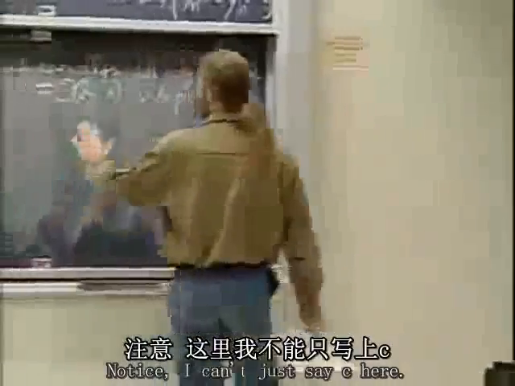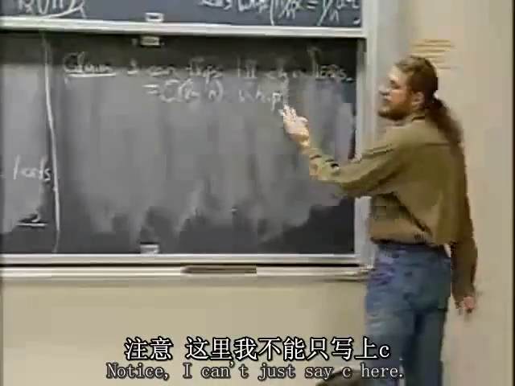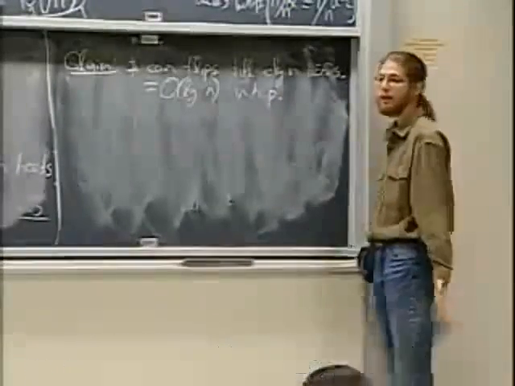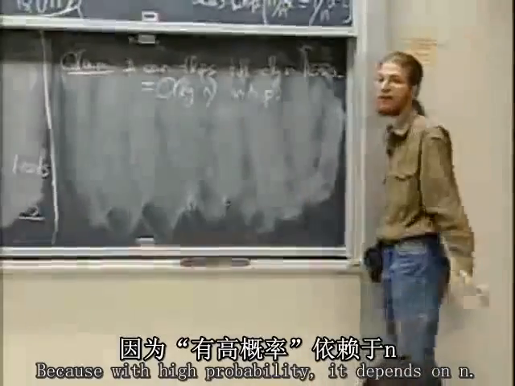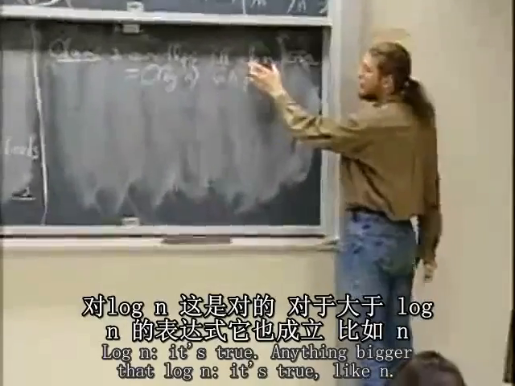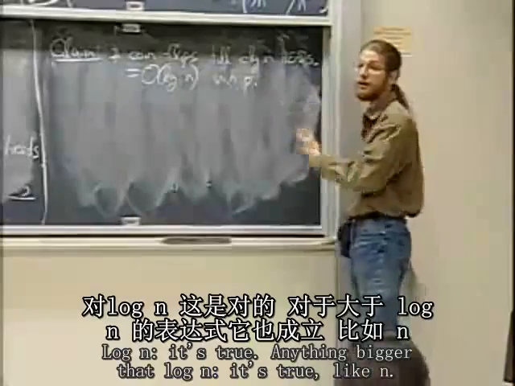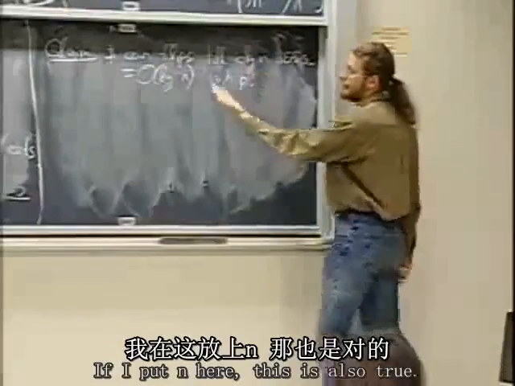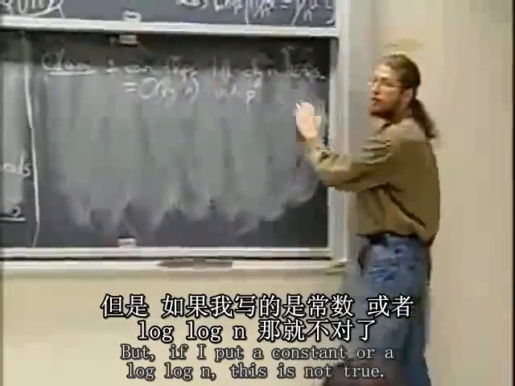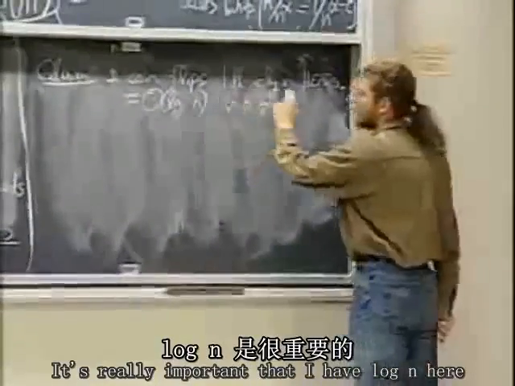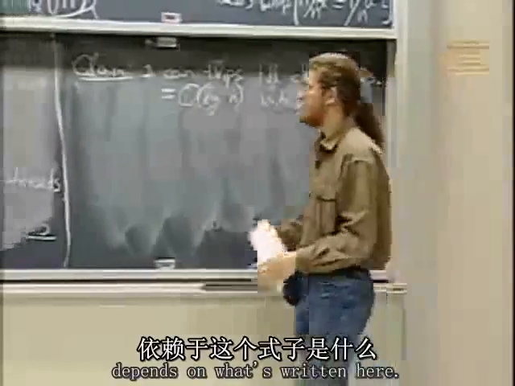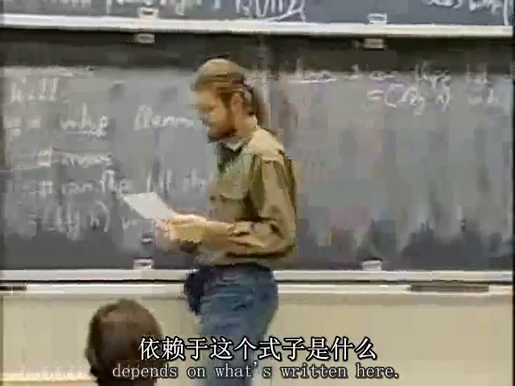Notice I can't just say C here. Okay, it's really important that I have log n. Why? Because with high probability depends on n. This notion depends on n. If log n it's true, anything bigger than log n it's true, like n, if I put n here, this is also true. But if I put a constant or log n, this is not true. It's really important that I have log n here, because my notion of high probability depends on what's written here.